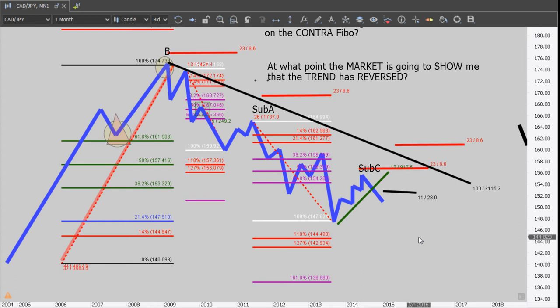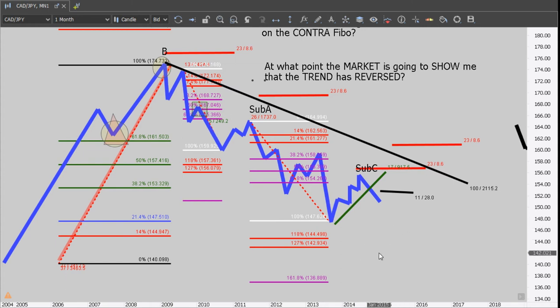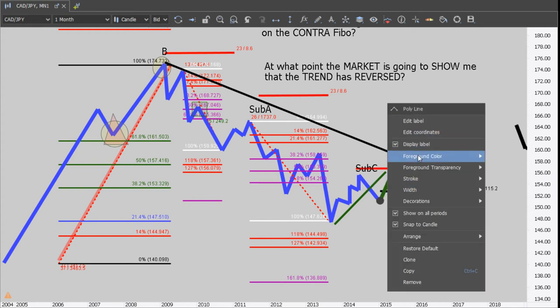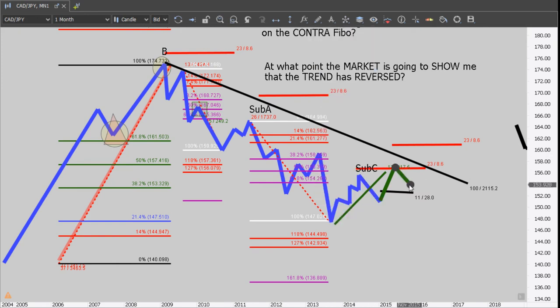And Victor says, because the first uptrend is broken, we have a big down structure, and also we are still in a contrarian Fib, yes. But we have a confirmation, so at what point is the market going to show me that the trend has reversed? Is it going to show me if it hits my sub C stop loss, or when it hits my above downtrend line stop loss, or when it hits my sub A stop loss, or when it hits my B high stop loss.